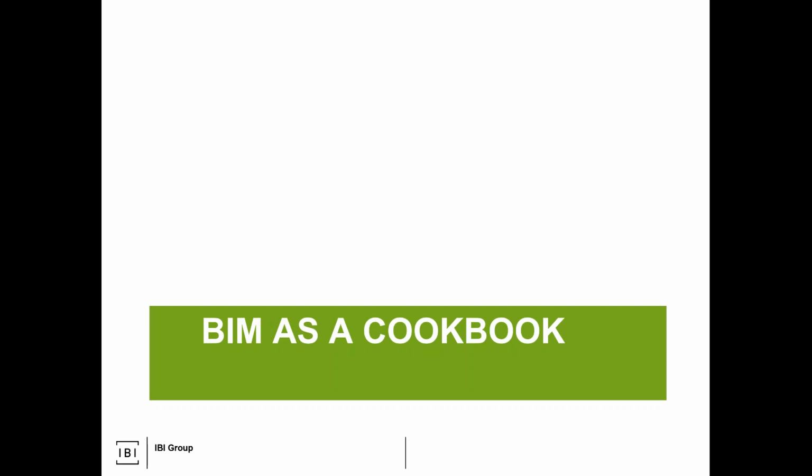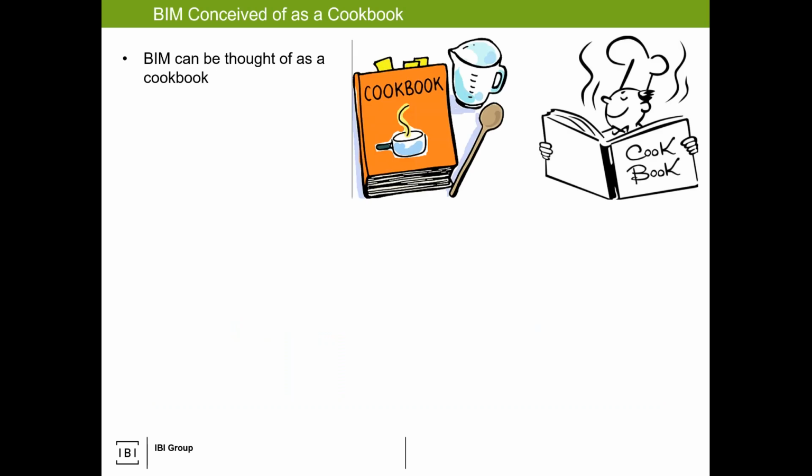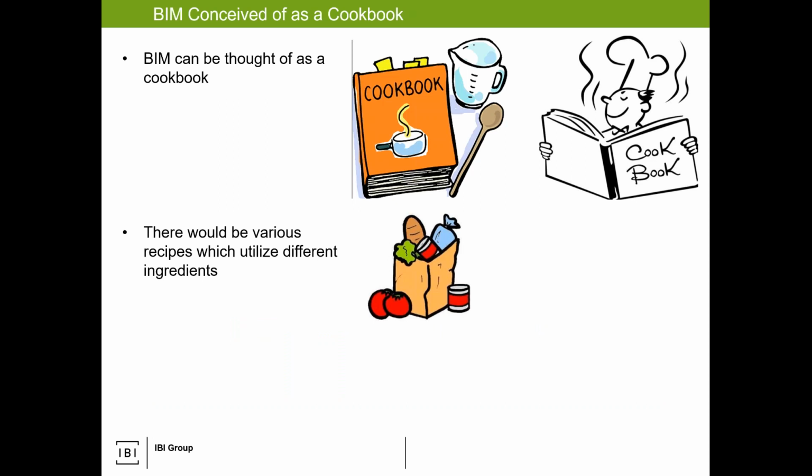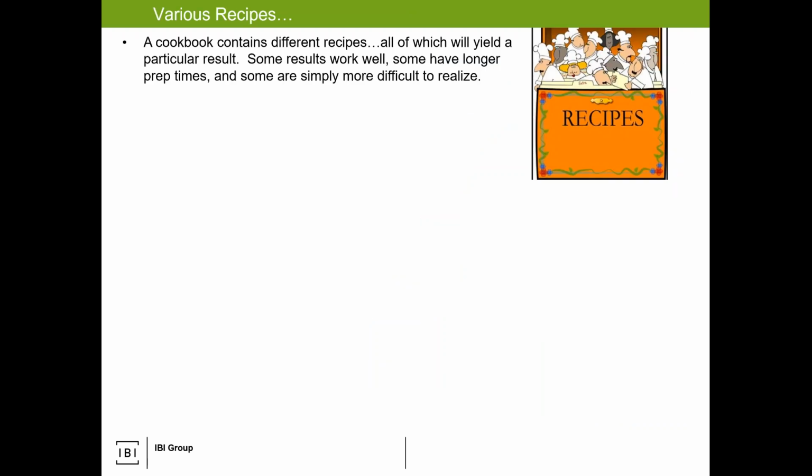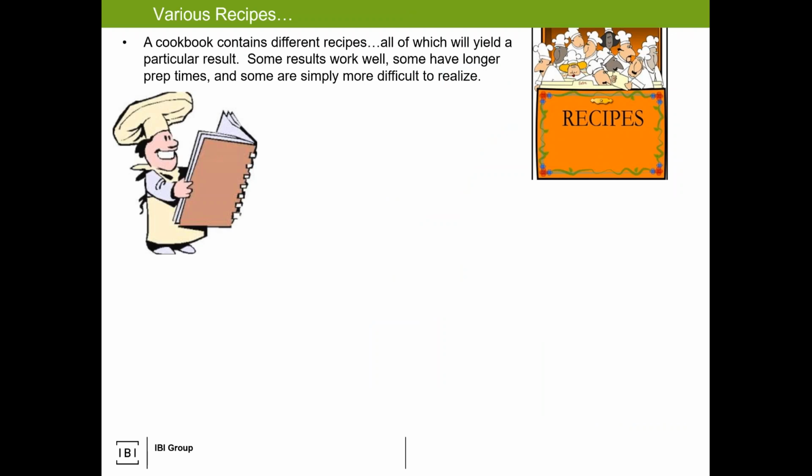So we all like to eat, we all have to eat. Think of BIM as a cookbook. I did this analogy a while ago. If you think of it as a cookbook, a lot of various recipes which utilize different ingredients, and we've got to cook something up. That's kind of what I just described in the previous thing. There's a lot of software, a lot of things we want to do, a lot of outputs, cook up the recipe. A lot of it is trial and error.